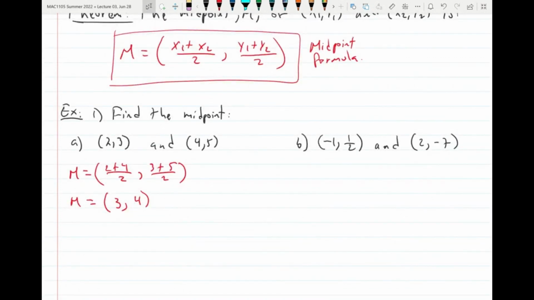So go ahead and tell me the midpoint of the next one. Can we use decimals? No, the exact. Well, I'm giving you the question with fractions, so I want the answer with fractions.